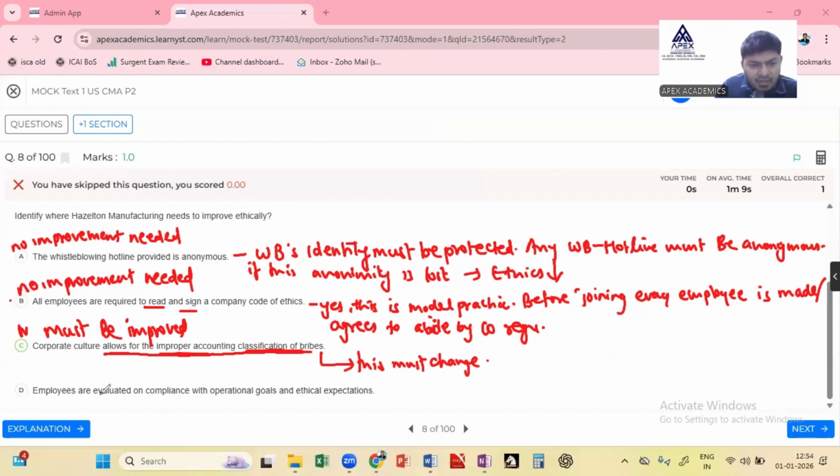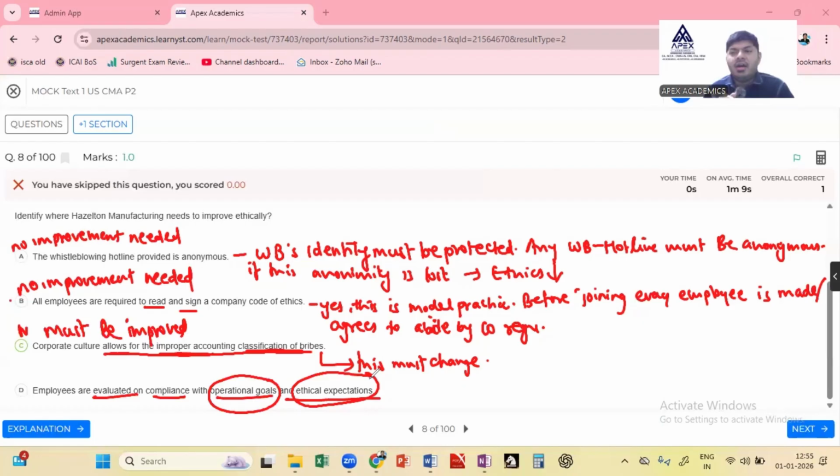Statement: employees are evaluated on compliance with operational goals and ethical expectations, obviously. How good are you going to work in the company, how good are you at your job, and what are your behavior and cultural patterns. You might be a very good professional, but your treatment and your behavior towards women might be very derogatory and bad. Will they employ you? They will not employ you.